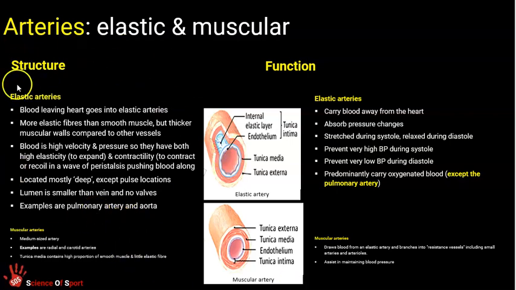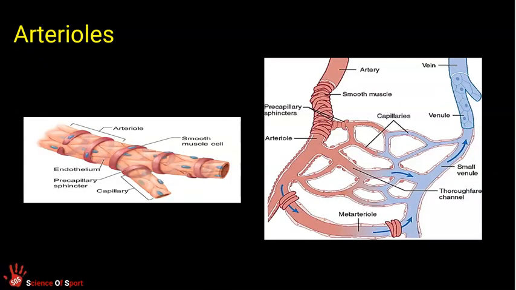So structurally, we have smooth muscle, elastic tissue, to cope with the function of the vessels, which is to deal with blood near the heart at high velocity, high pressure. It needs to be able to expand and recoil. So from your aorta, blood is distributed through smaller arteries and eventually gets down to smaller vessels again, our arterioles.